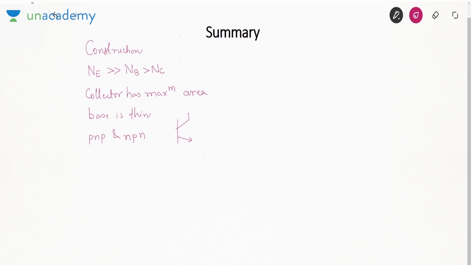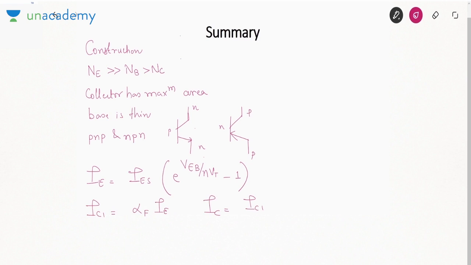I have told you about the circuit symbol of both. This is NPN. This is PNP. Then I have told you about transistor action, in which I have told you that the emitter current is IES e to the power VEB by eta Vt minus 1. Then I have told you IC1 is alpha F IE, IC is IC1 plus ICBO. ICBO is the reverse saturation current of the collector-base junction. It doubles for every 10 degree centigrade rise in temperature. Also IC1 I told as beta F IB1. Okay, alpha F is less than 1, beta F is greater than 1.